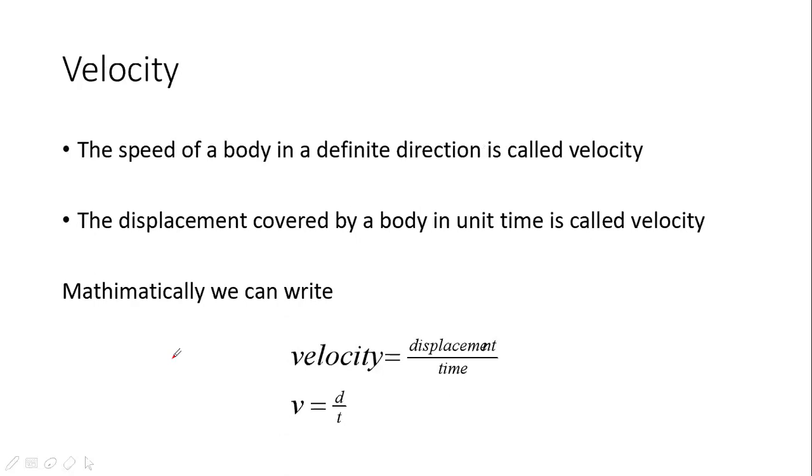The speed of a body in a definite direction is called velocity. Speed is the distance per unit time. Velocity is the displacement per unit time. The displacement covered by a body in unit time is called velocity. Mathematically, velocity is equal to displacement per unit time. Velocity is a vector quantity, so it is written in bold italics.